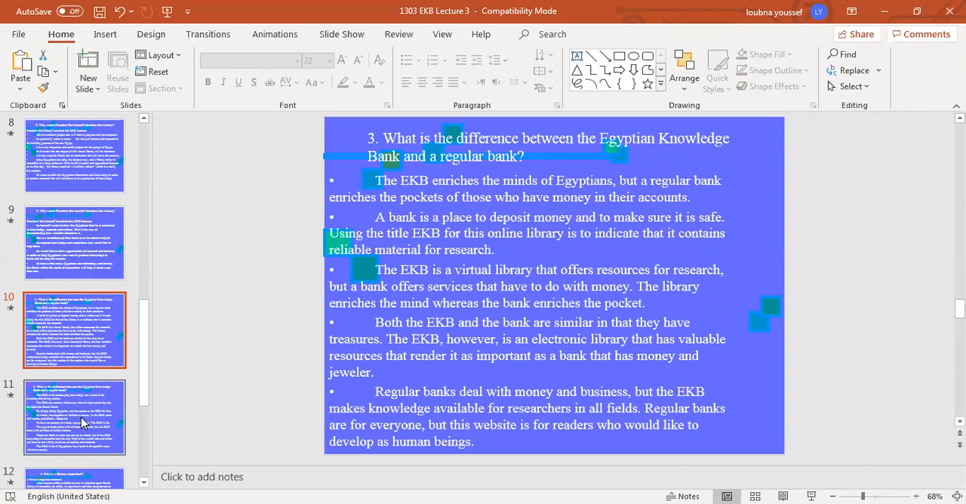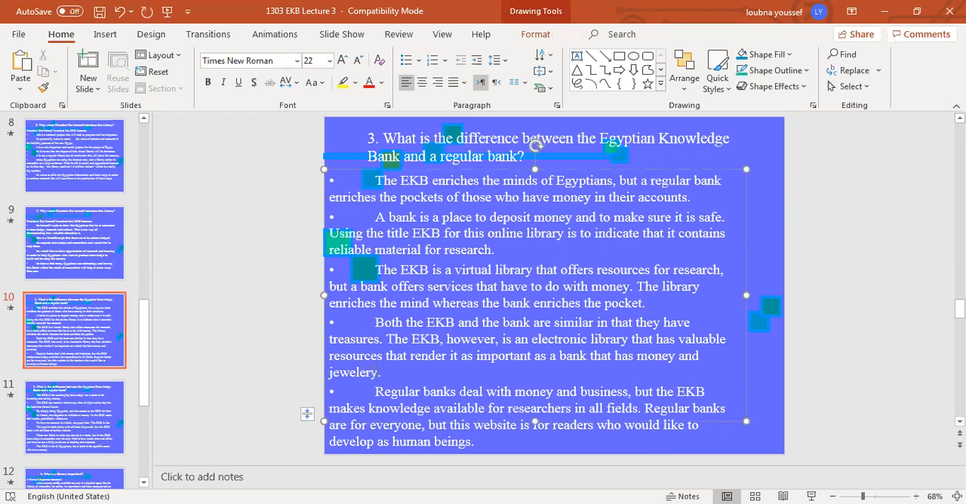Another possible answer is that both the Egyptian Knowledge Bank and the bank are similar in that they have treasures. All right, that's the similarity. The difference is that the Egyptian Knowledge Bank, however, is an electronic library that has valuable resources that render it as important as a bank that has money and jewelry. Okay, jewelry is missing a Y.